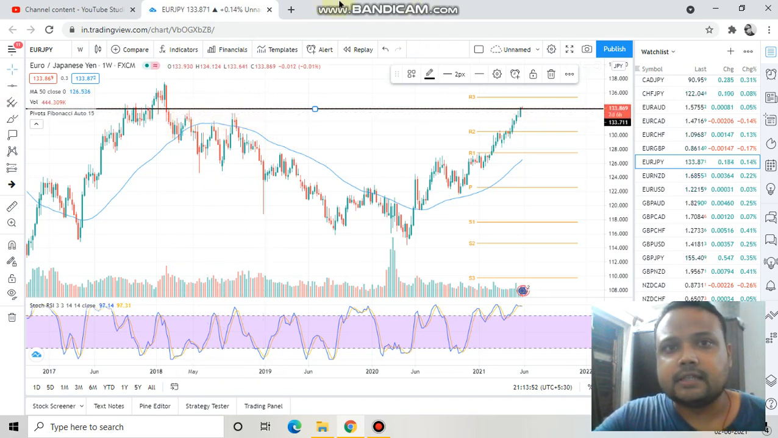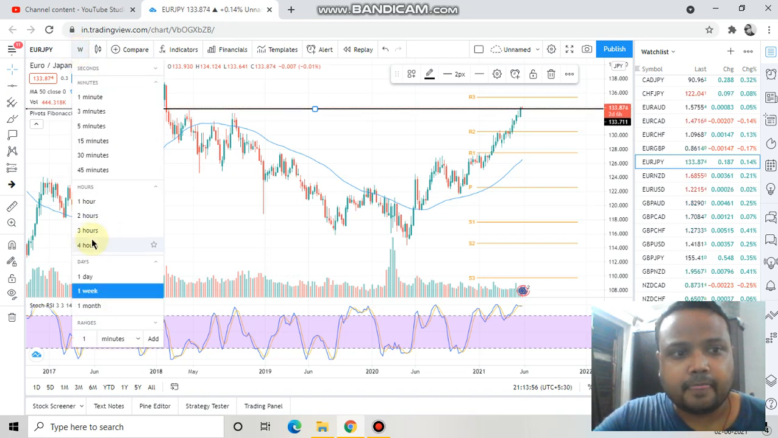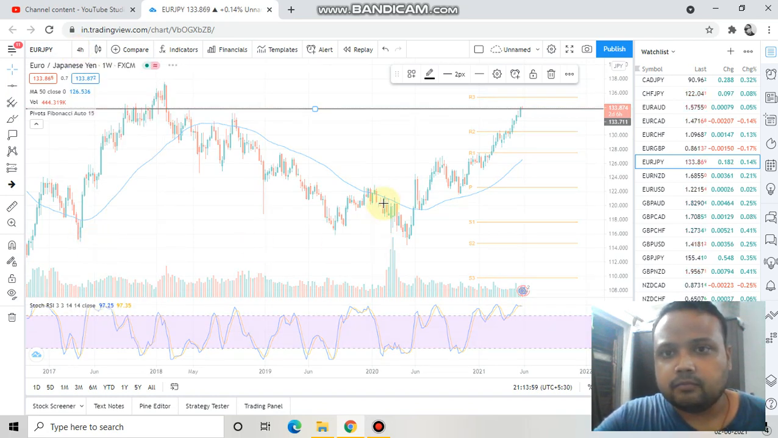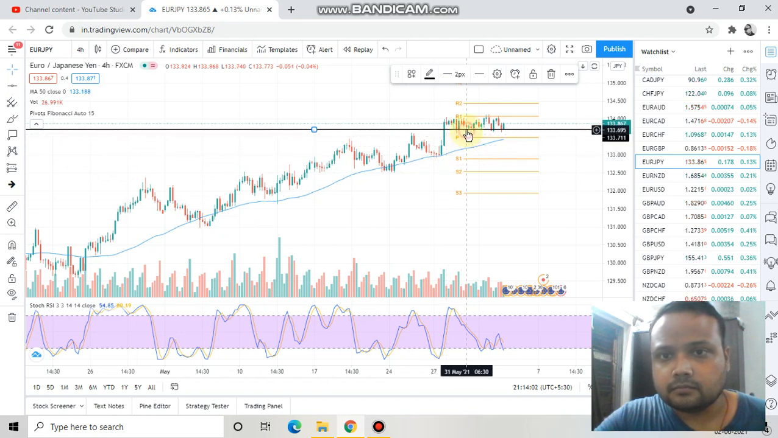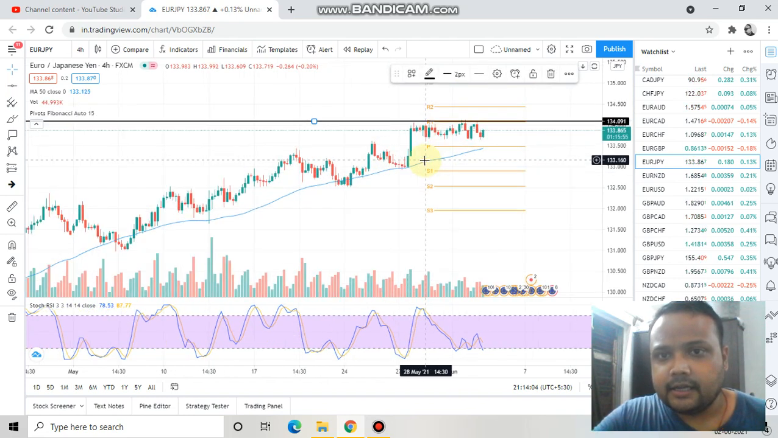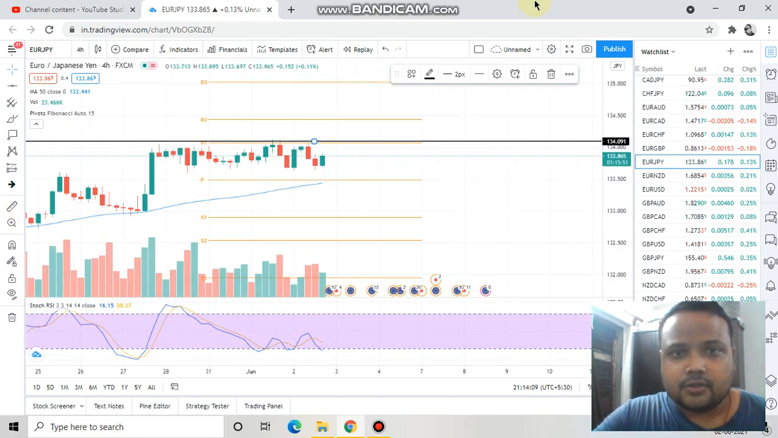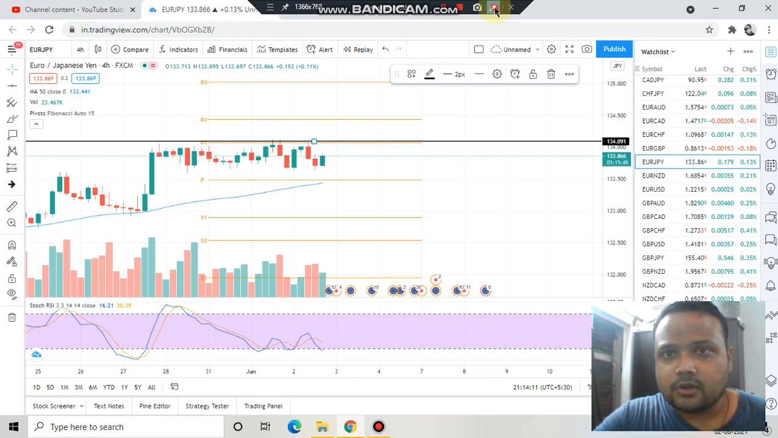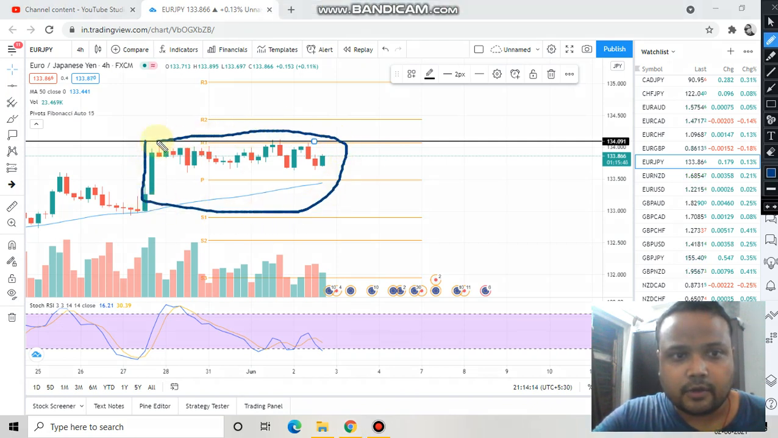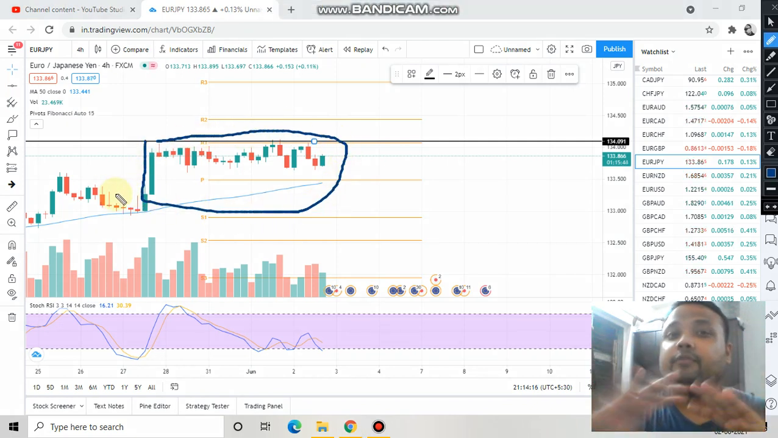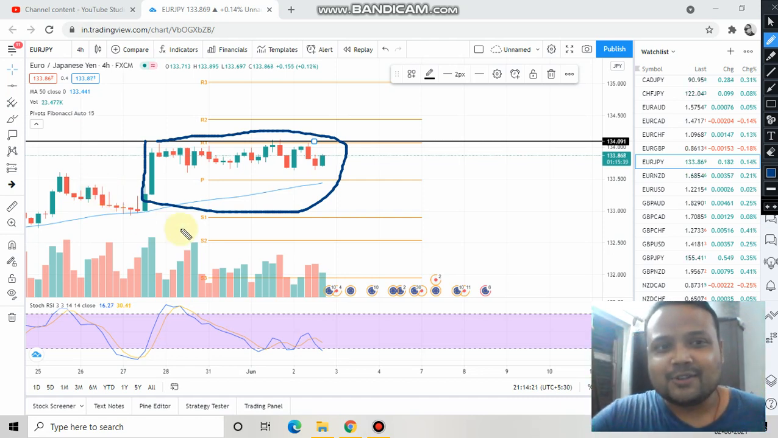This is the resistance line, and we can see the effect here on the 4 hours time frame. Let me adjust this line. Right, so just concentrate or just focus on this particular portion. Forget about the beautiful chart, forget about the sweet uptrend and all. Right now just focus on this particular portion and just look at these candles.